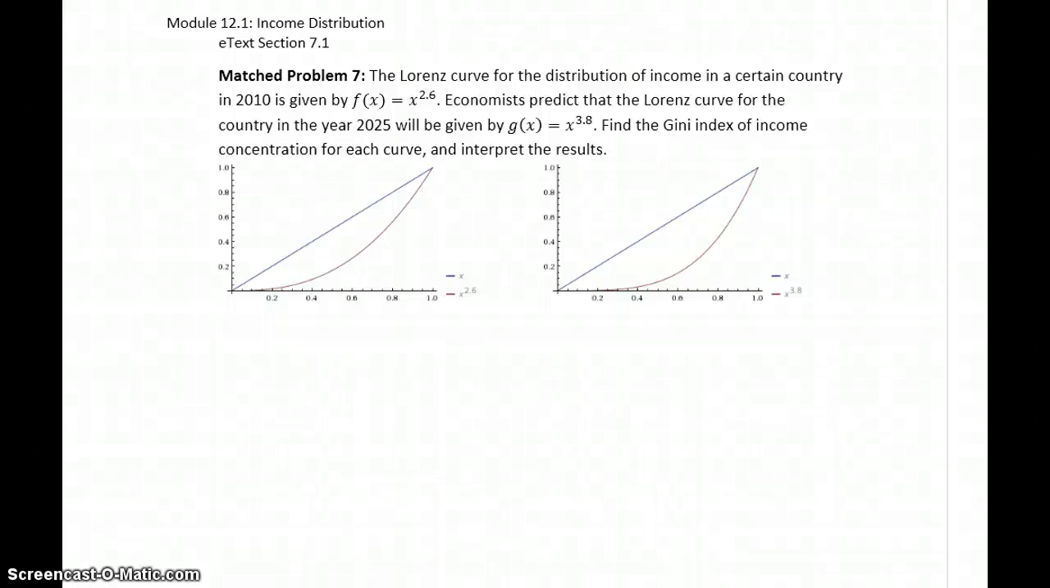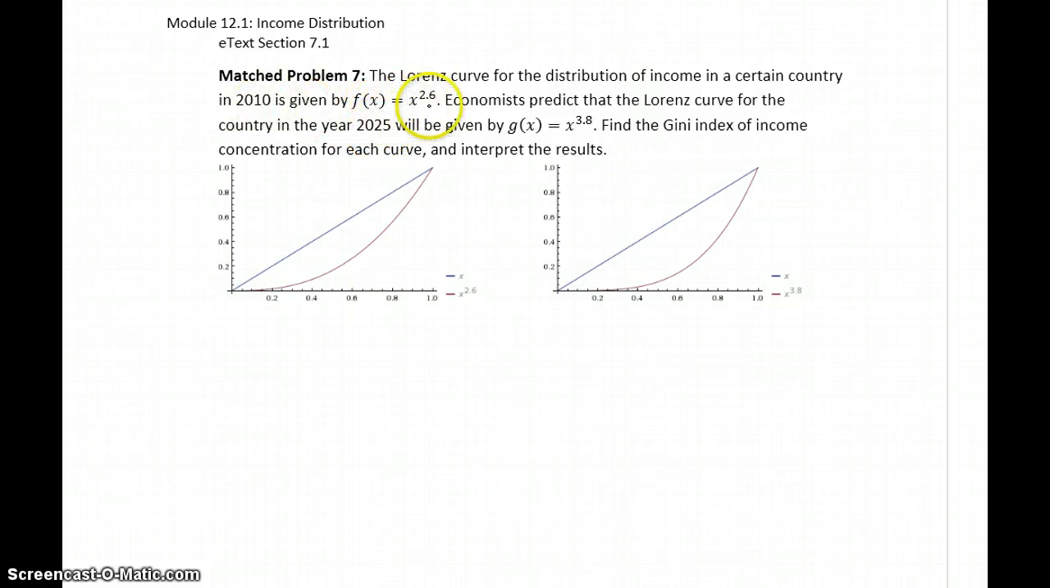In Math Problem 7, we're finally ready to take a look at this application that we introduced, looking at the Lorenz curve, calculating the Gini index, and then trying to determine something about our country. In this case, we're given the information on the same country. First information from 2010, and then predicted information in 2025.